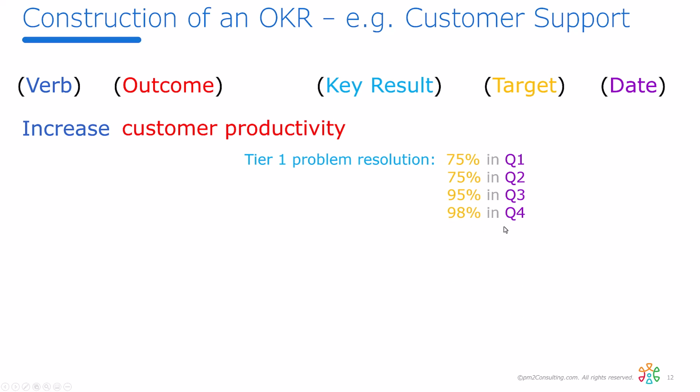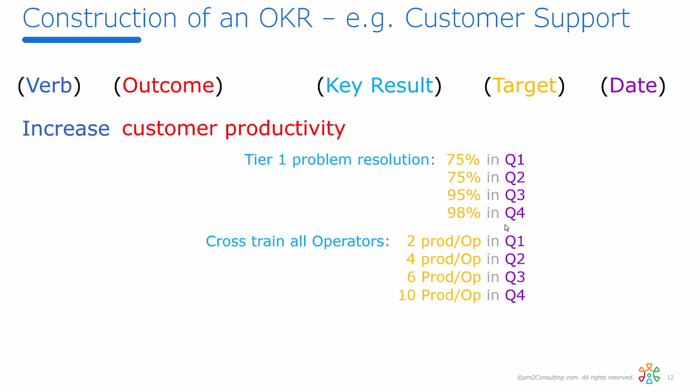So this is important because it begins to communicate to the rest of the organization what this department's going to be doing. Now, in this case, to make that happen, we're going to cross-train the customer support team in our 10 products. And so in quarter 2, we'll have them cross-trained. In quarter 1, we'll have them cross-trained in 2 products.